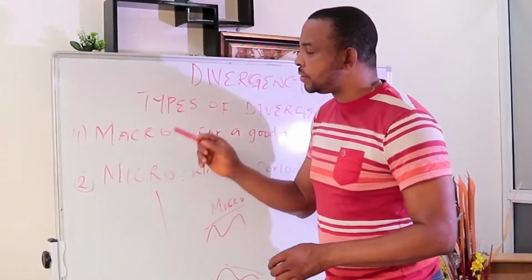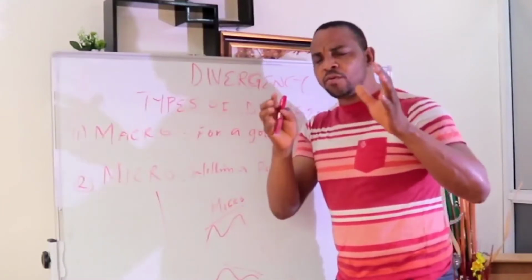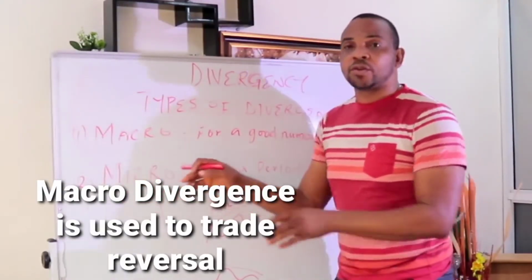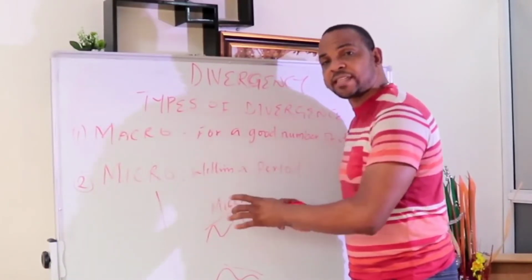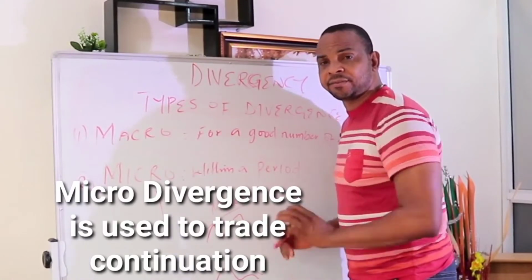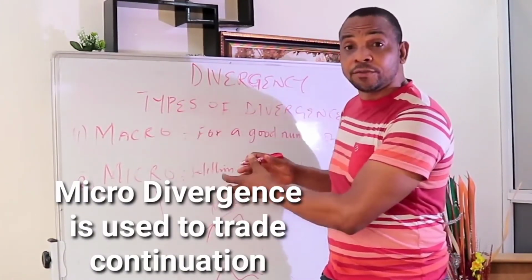What I use these two types of divergence for is, I use this one to know whether the entire trend is reversing. Then I use this micro one to get in, because it's going to create opportunity for the second leg. So that is that about this type of divergence.